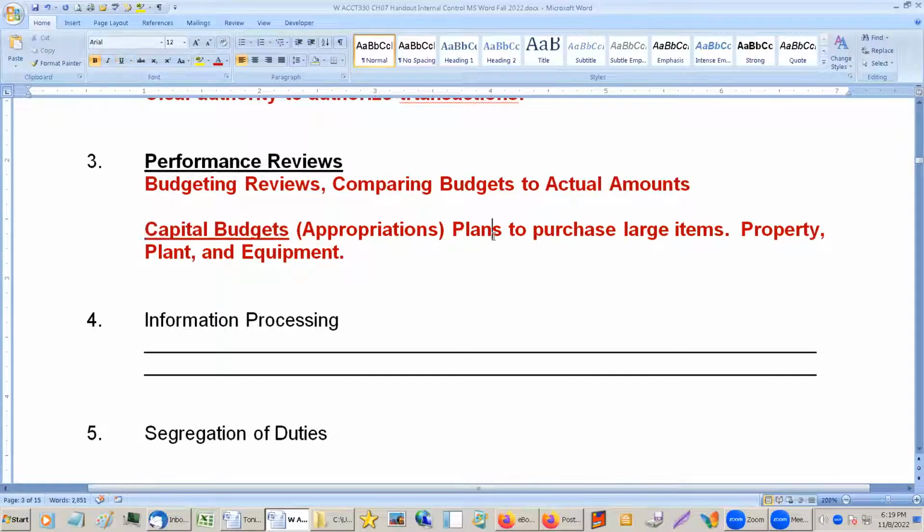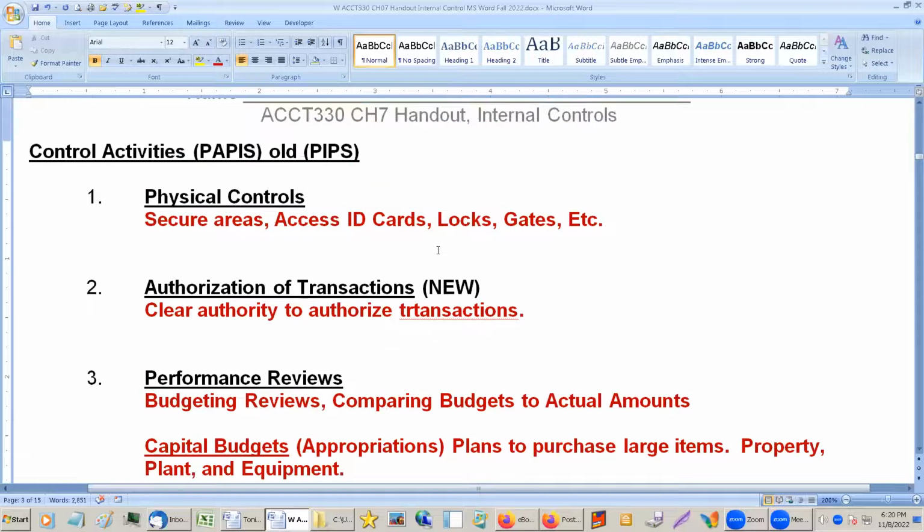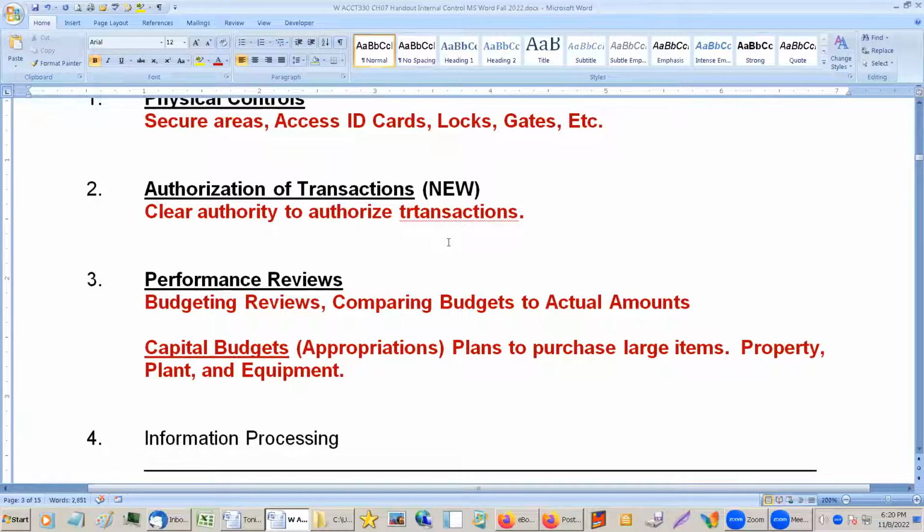And that is, if a company's going to spend a lot of money on something, it should be on the capital budget, usually the year before. You don't just go willy-nilly and go out and purchase an assembly plant. It's usually a lot of planning goes into that, and it should be on the capital budget and so on and so forth. And budgeting reviews, comparing budgets to actual amounts. This is actually a control activity. And here's why. Not only is it controlling the spending, but you can also do things like catching errors.